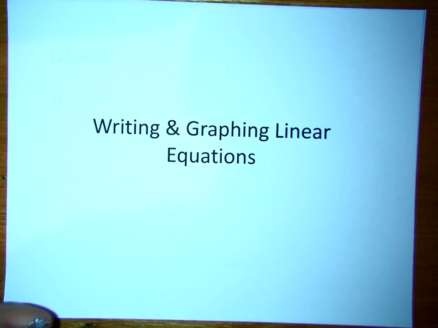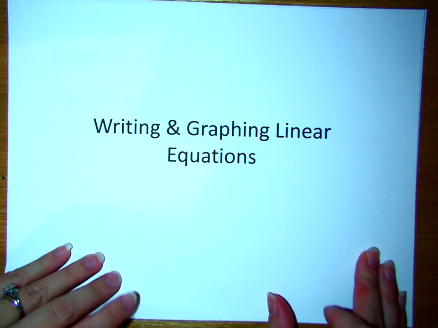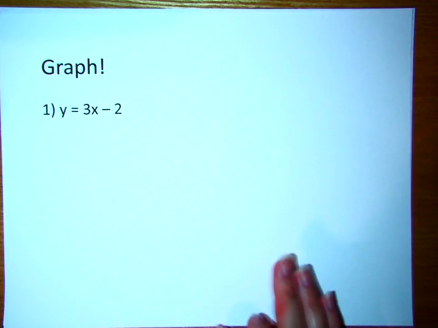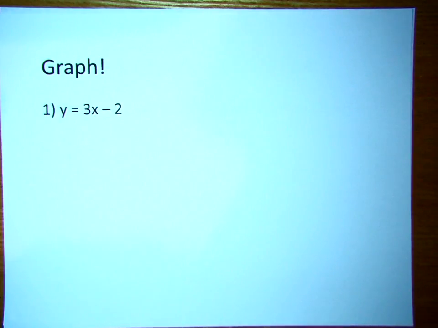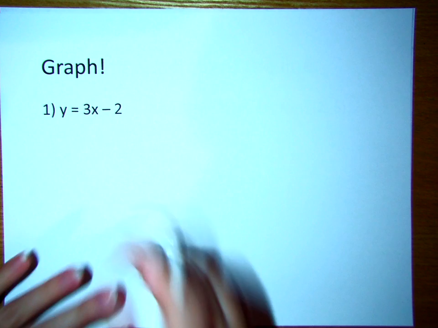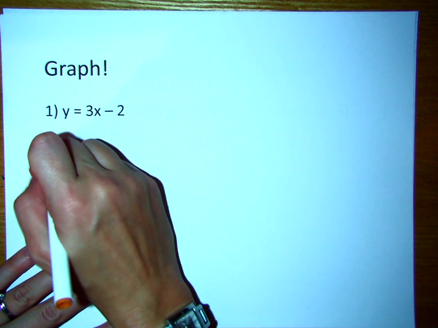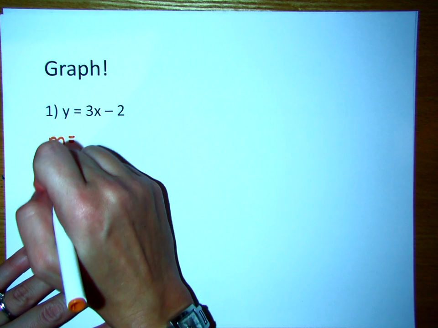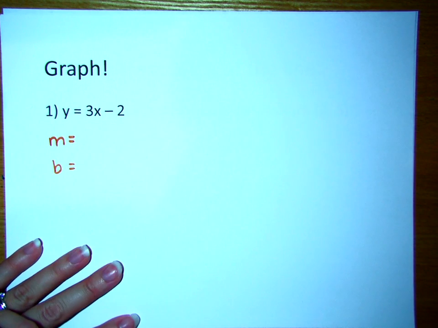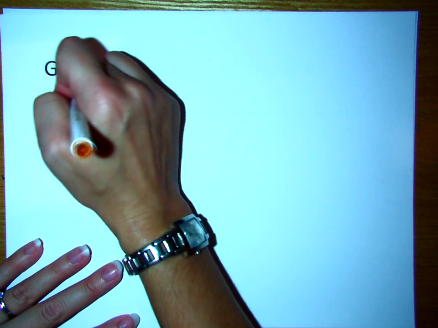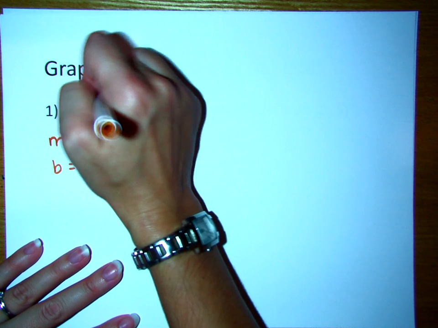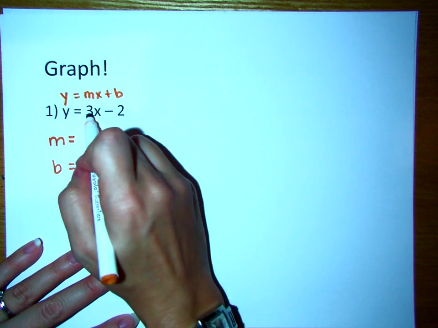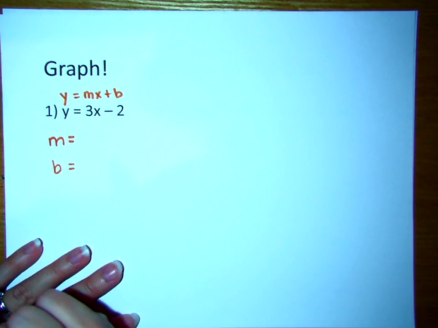So this lesson is on writing and graphing linear equations. In this lesson, we're going to start with graphing. When we graph, we need to know two things: the slope and the y-intercept. When we have slope, we're going to go to the slope-intercept form, so y equals mx plus b. You can see that the m is the number in front of the x, the coefficient of x.